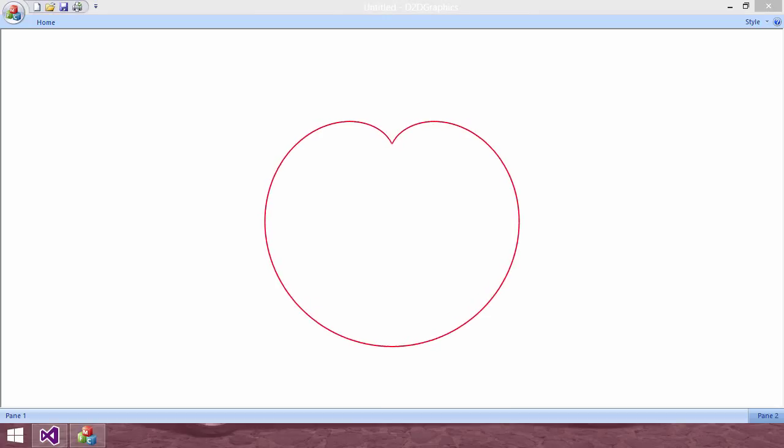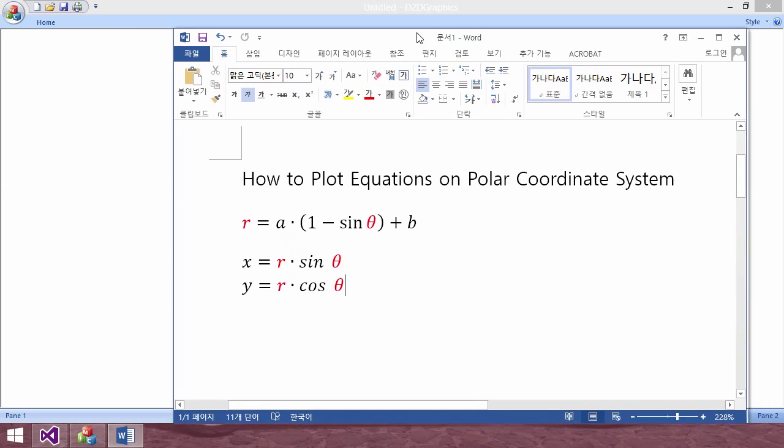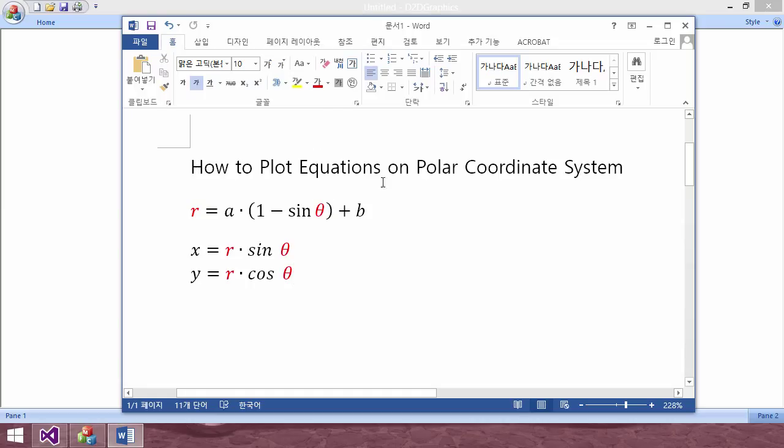In this session, we will learn how to make this kind of graphics on computer. To learn this, we need to understand how to plot equations on polar coordinate system. Some of you may not know what polar coordinate system is, but it is something very convenient to us sometimes, and it's not difficult.